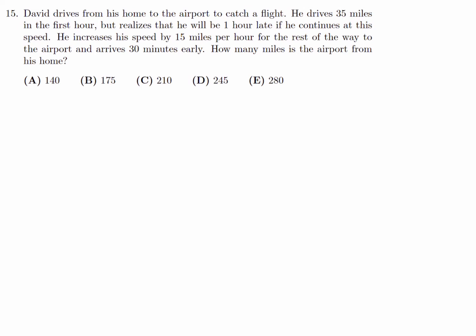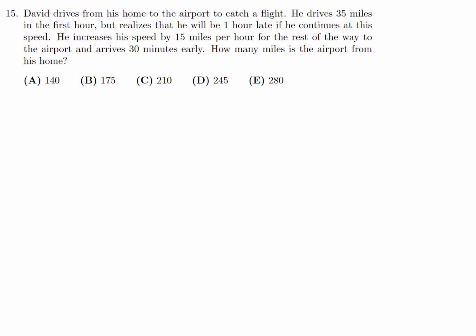David drives from his home to the airport to catch a flight. He drives 35 miles in the first hour, but realizes that he will be 1 hour late if he continues at this speed. He increases his speed by 15 miles per hour for the rest of the way to the airport and arrives 30 minutes early. How many miles is the airport from his home?